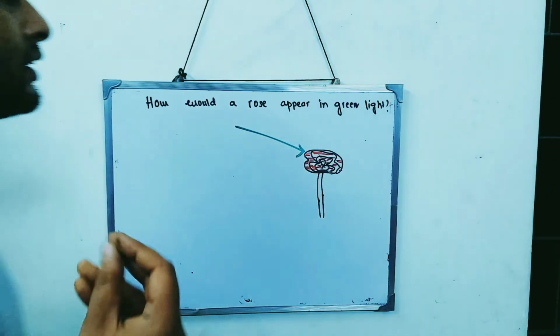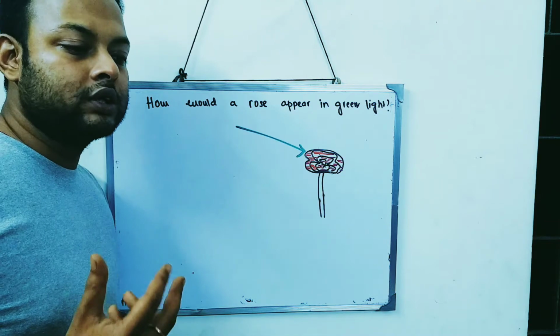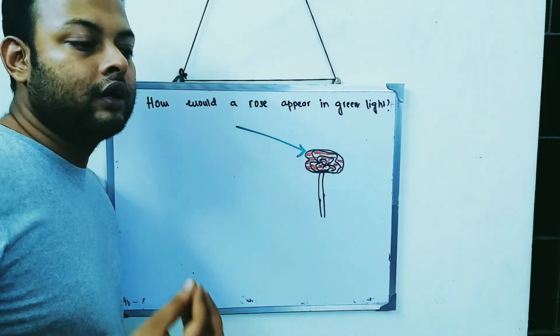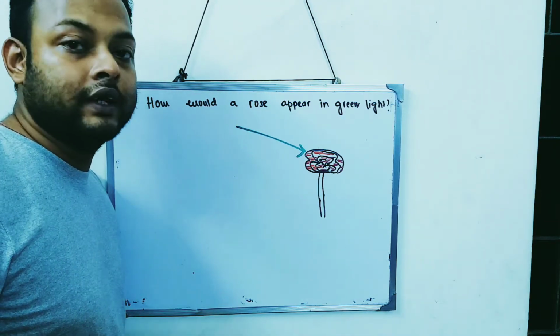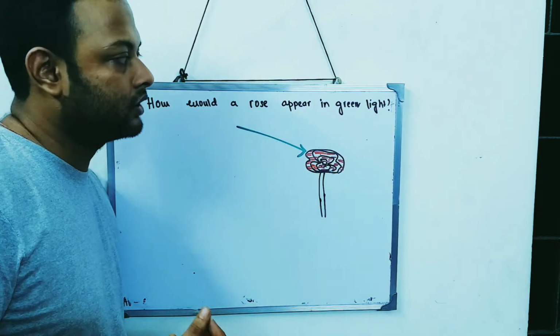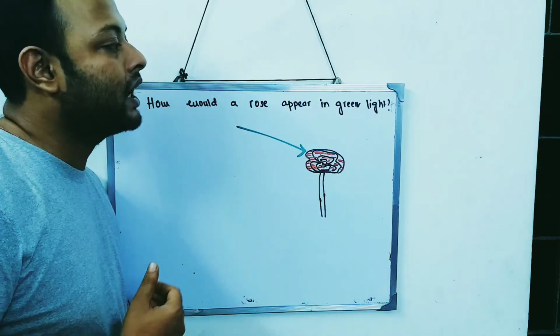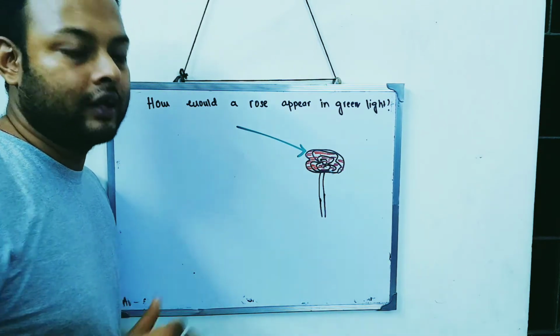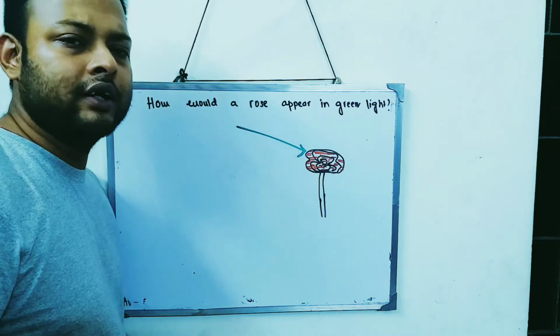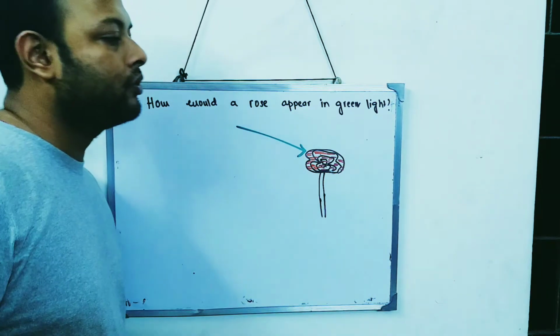Now we'll discuss 3-4 questions that are there in your book, and questions which come in the exam, just these general questions. How would a rose appear in a green light? This is the first question given in your book.